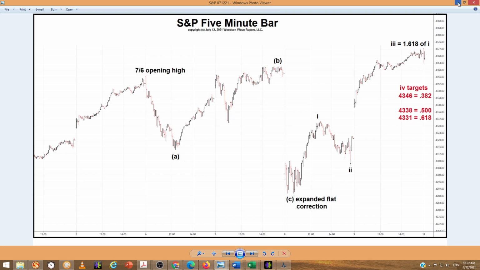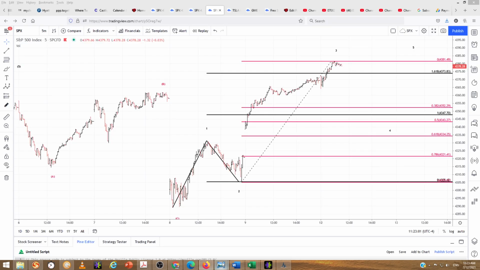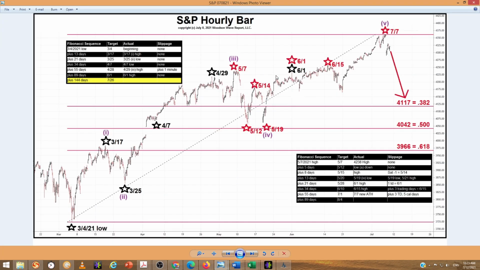Also want to show you guys our Fibonacci time spiral. You can see, I won't go into detail on all this, but this has caught virtually every turn. The next turn date is 7/26 in the S&P, and ironically or not, and there are no coincidences, the next turn date in the NASDAQ is 7/26.